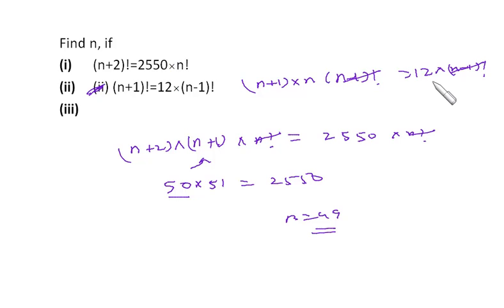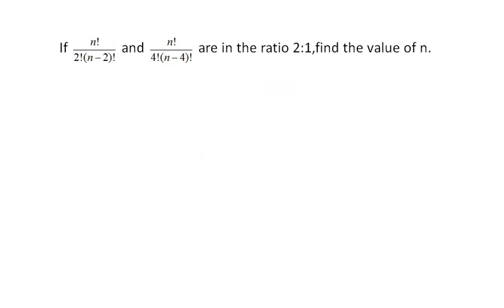Now we know the two consecutive numbers whose product is 12 are 3 and 4, right? So 4 into 3 is 12. So what is n? n is nothing but 3, right? So it's quite simple, and I'm sure you are clear now. Now let's take this question.